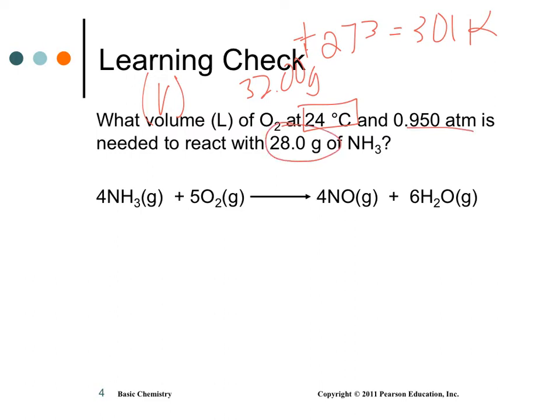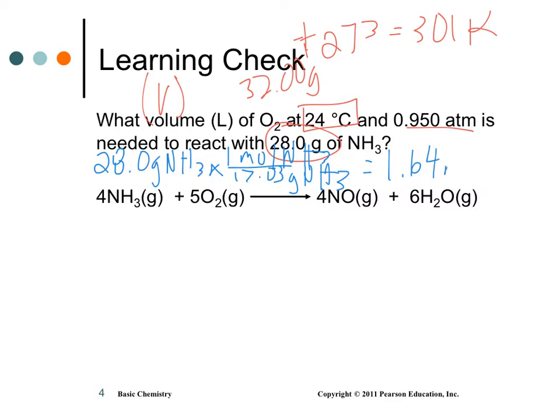Alright, so I'm going to go very small here. I'm going to convert this 28.0 gram NH3 into moles. I know that it's 14.01 and 1.01 or something like that, 17.03 gram NH3. You can do the math. You know how to do it. 1 mole NH3. That's going to give me 1.64 mole NH3 ammonia.